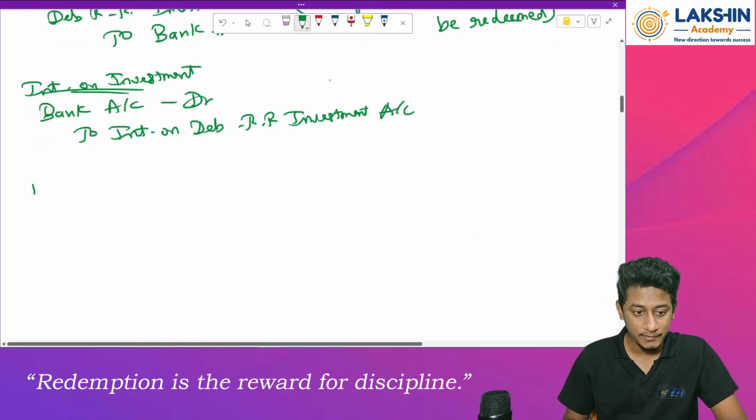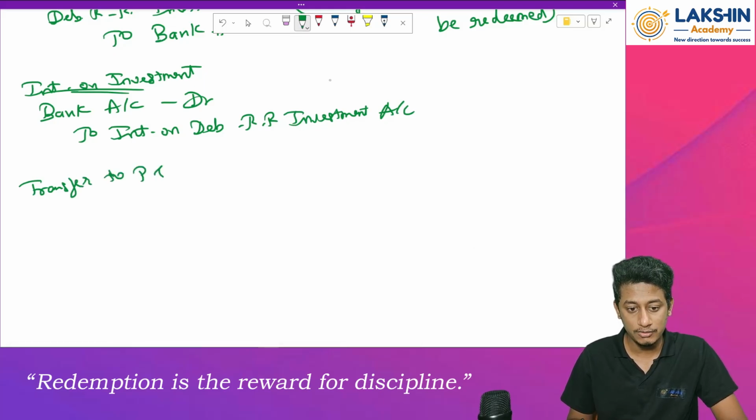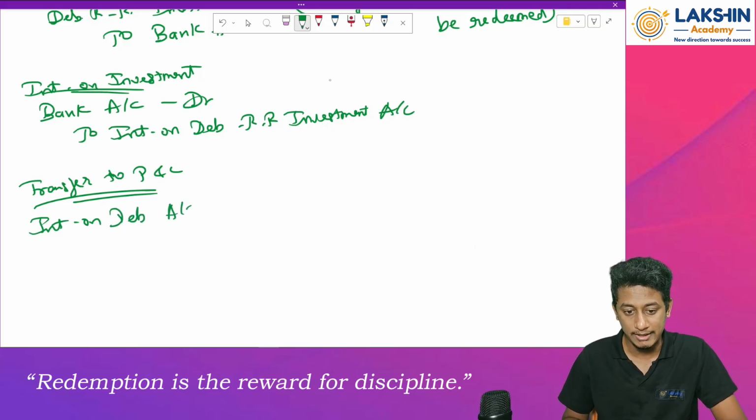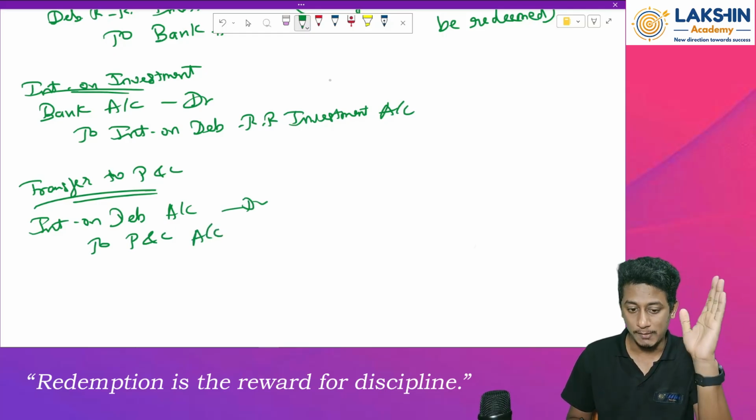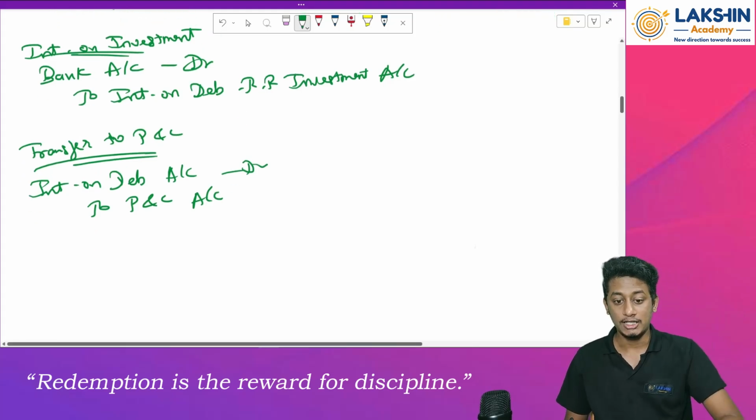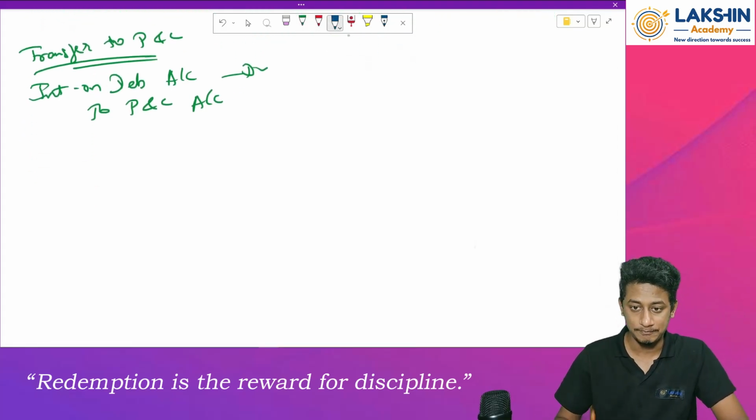Next, this will be transferred to P&L account. What is the entry? Transfer to P&L account. So interest on debentures will be debited. Whatever account you have opened will be debited to P&L account. Simple. Whatever passing entry I have told you in the final accounts of sole proprietor, the same entry will be passed over here. Okay, done.